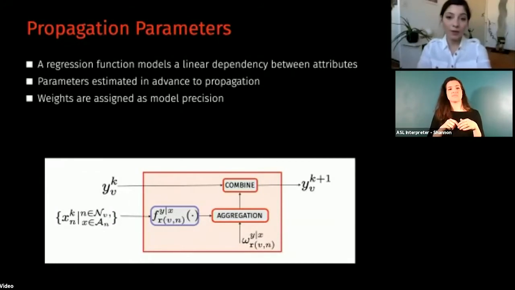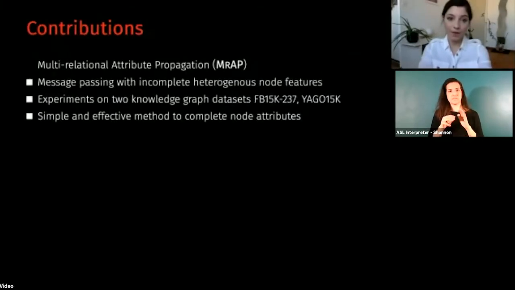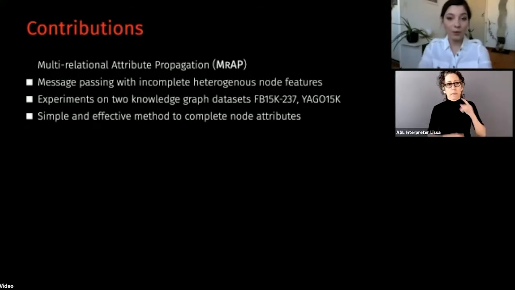Model parameters are estimated over the observation set in advance of propagation. Also, we assign a weight to each function as its model precision. So in this work, we proposed an algorithm which accomplishes message passing with incomplete heterogeneous node features. We did experiments on 2 benchmark datasets and compared to some baseline methods. Results show the effectiveness of our approach for the task of node attribute completion in knowledge graphs.